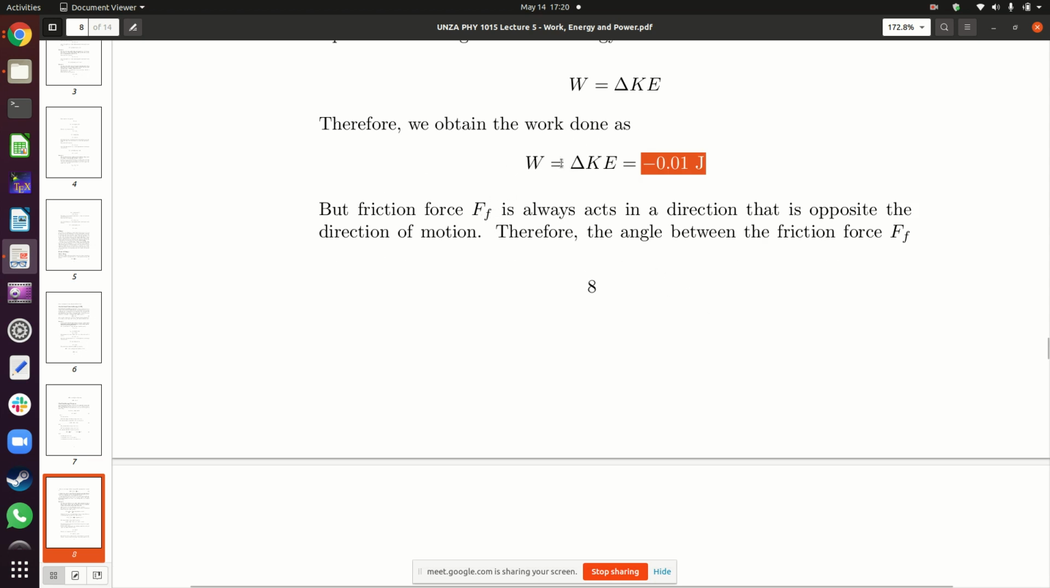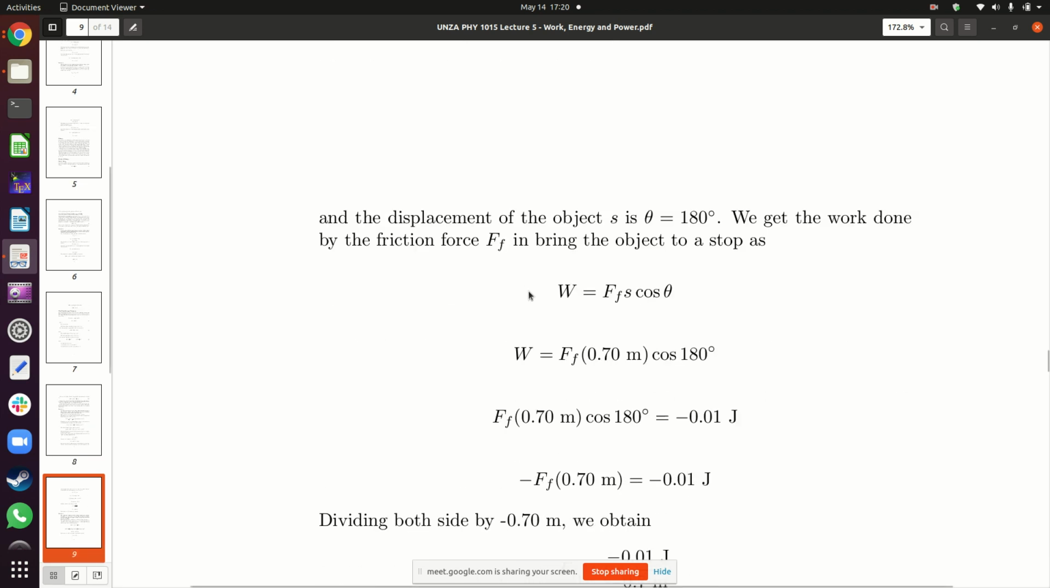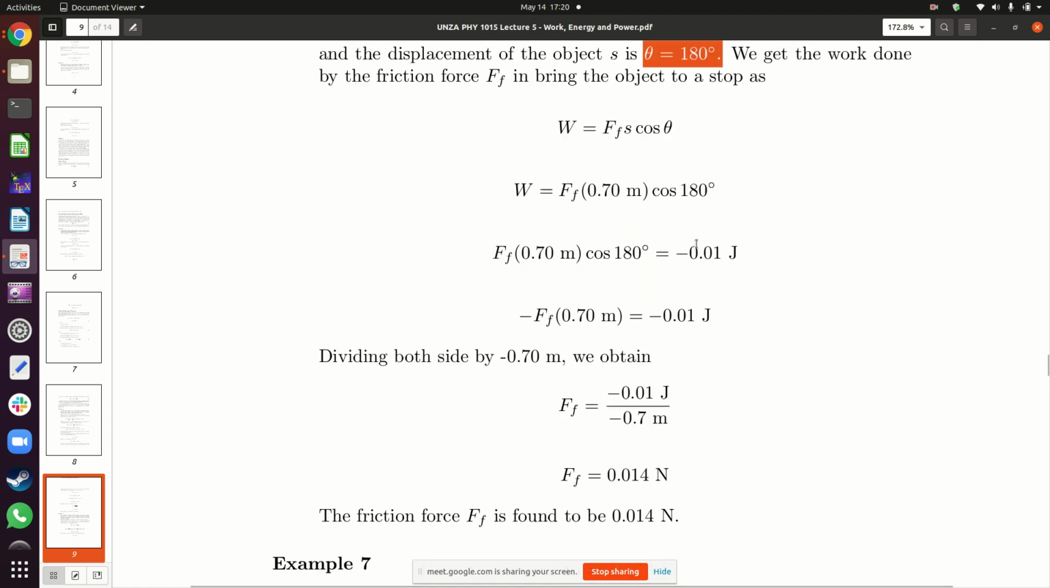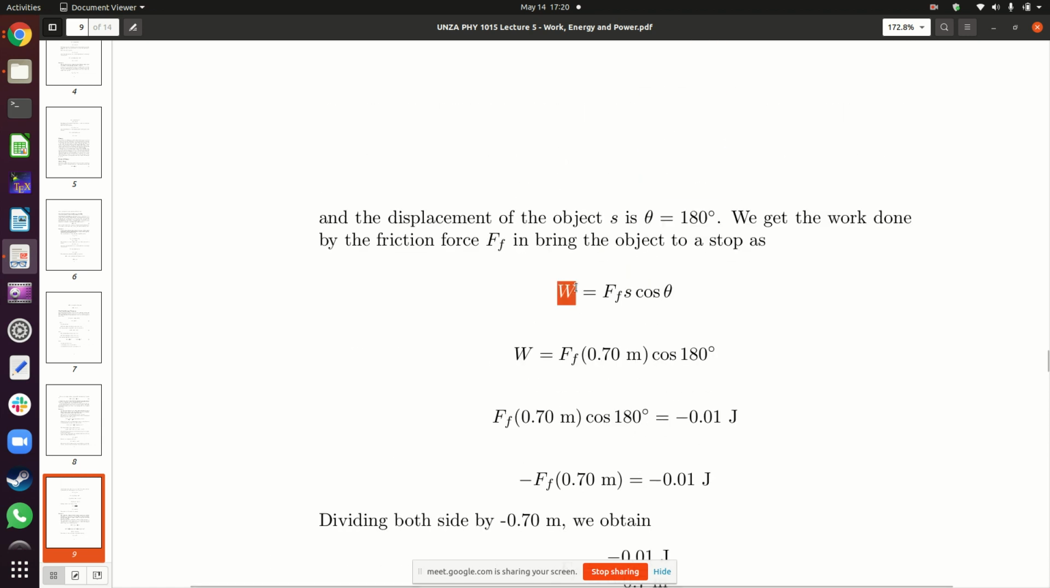Now, the force which does work in this case, in bringing this particular object to a stop, is the friction force. And the friction force always acts in a direction opposite the displacement. So the angle between the friction force and the displacement s, which is equal to 0.7 meters, is 180 degrees. So in that case, we can work out the work done by friction.